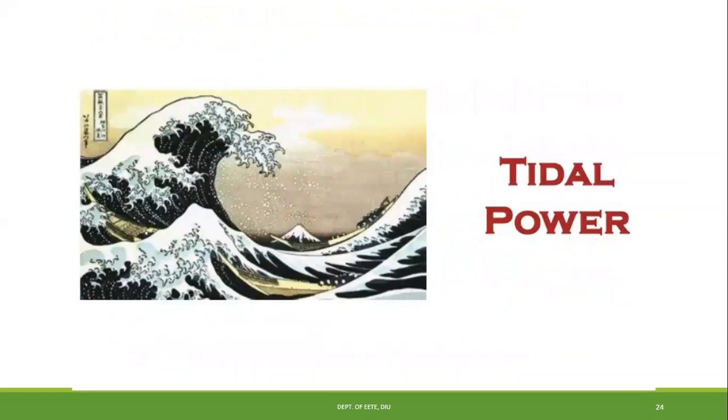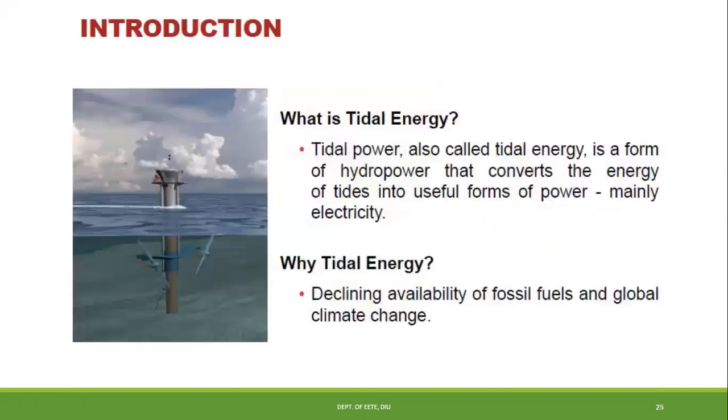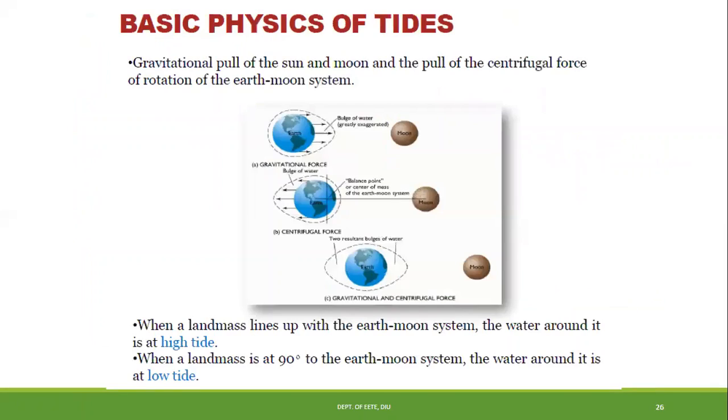Next, the tidal. Sir, we all know what is tidal. Tidal means high tide and low tide that come in the sea. You know the tidal power. We know that there are two types of tide, high tide and low tide, and the tide happens due to the attraction of the sun and moon. You all know the basic physics of tide.